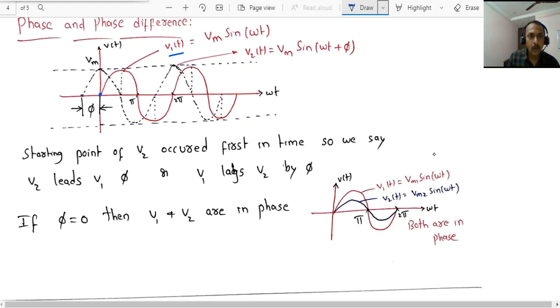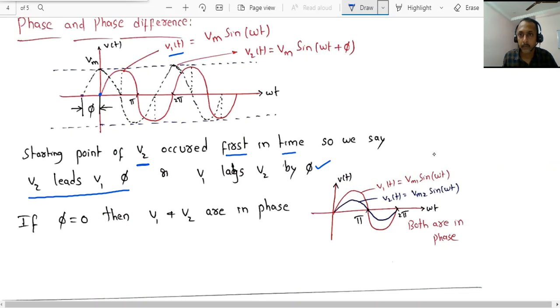If you observe, out of these two waveforms, which is occurring first? You should say confidently that V2 is occurring first. The starting point of V2 occurred first in time. This is very, very important. Because of this, we say V2 leads V1 by phi. The voltage V2 is leading the voltage V1 by angle phi. If you want to say it in another manner, if V2 is leading V1, it means V1 is lagging V2 by phi.